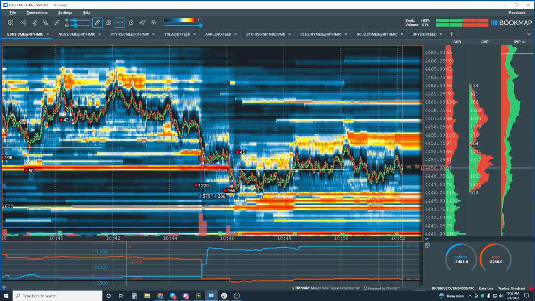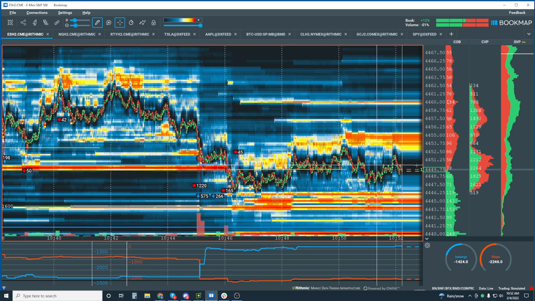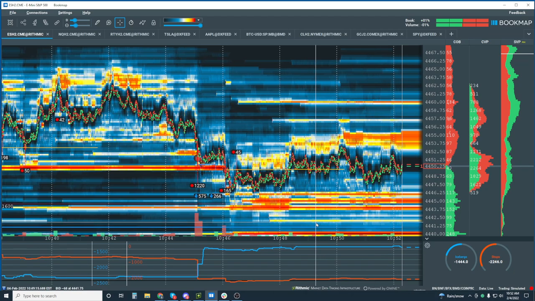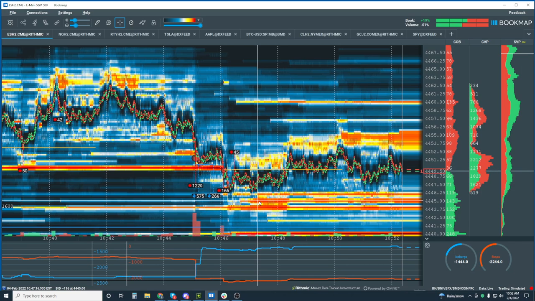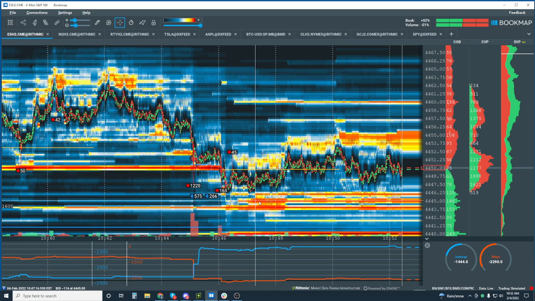You're gonna have so much more to look at, but it comes at a price. It's pretty nice to have that data for free, and it's too bad. Data is just so expensive. I think Bookmap is pretty reasonable in its pricing.